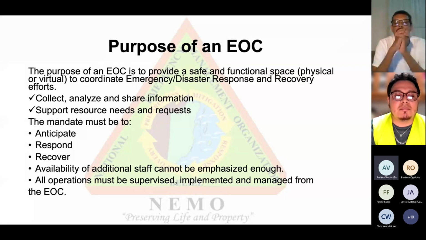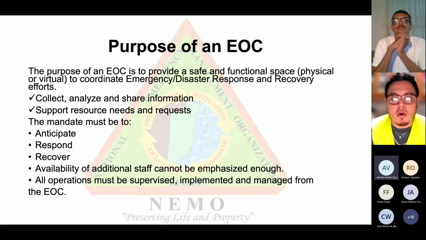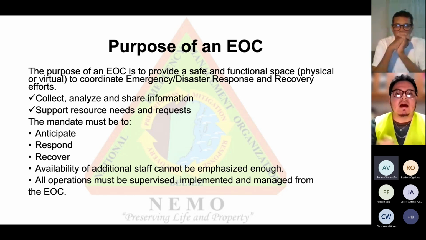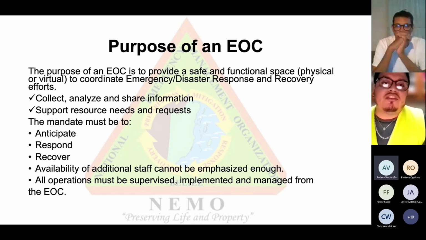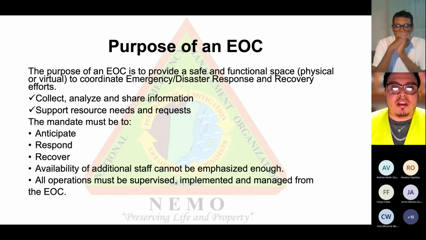And the mandate must be to anticipate, respond, and recover. For example, right now we're doing this training. We anticipate, we prepare, we do community outreach, we prepare with the village emergency committee level. We train people for damage assessment, needs analysis, search and rescue, the relief and supplies management committee, and the COBO app, utilizing all these applications and the trainings.